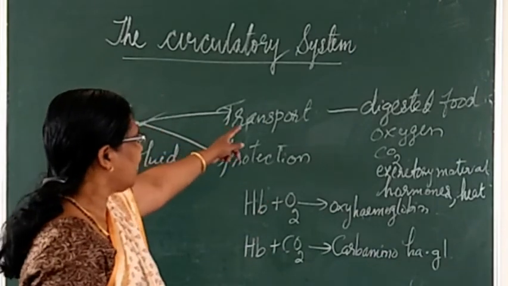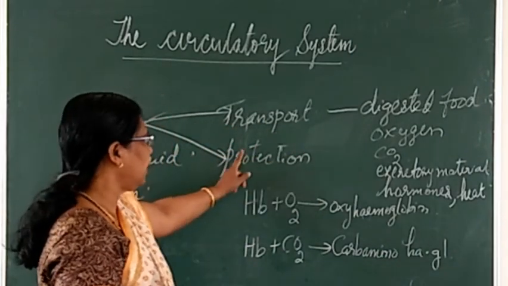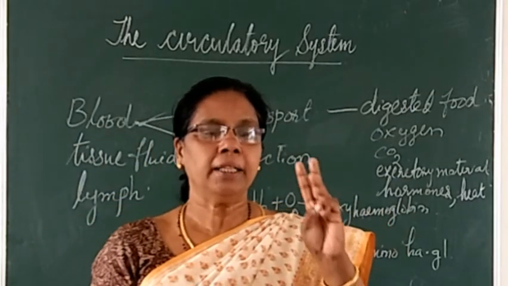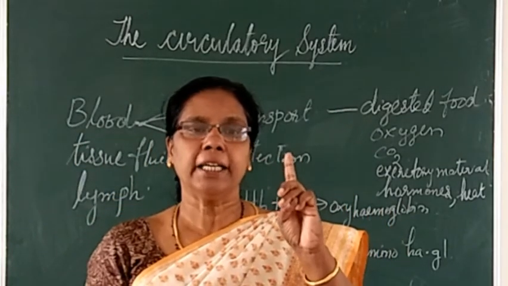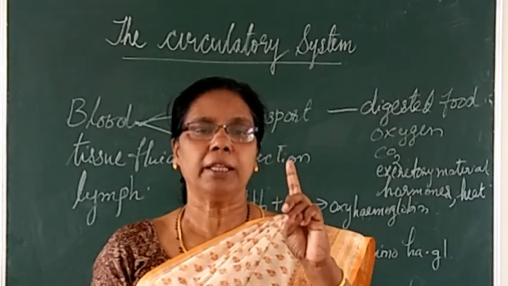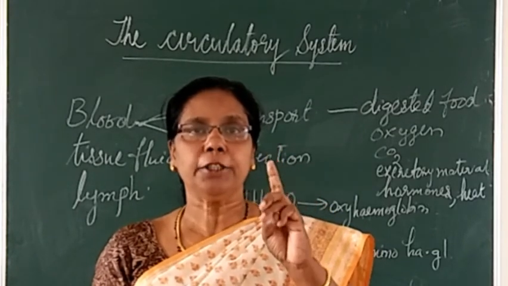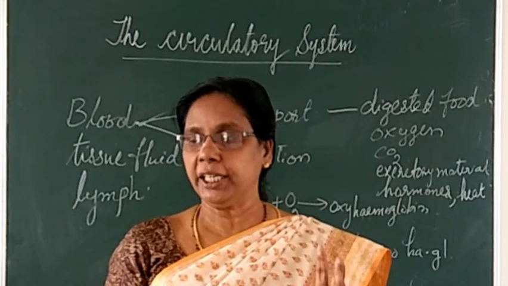That is, one is transport, and the blood protects the body in three ways: first, by the clotting of blood; second, engulfing the bacteria; and third, by producing antitoxin and antibodies.